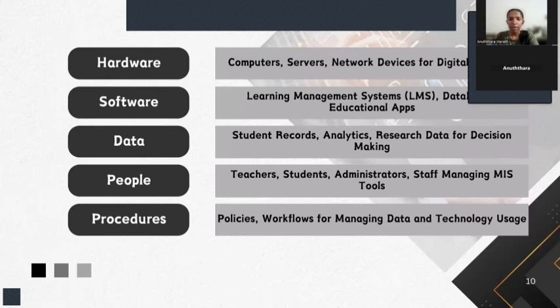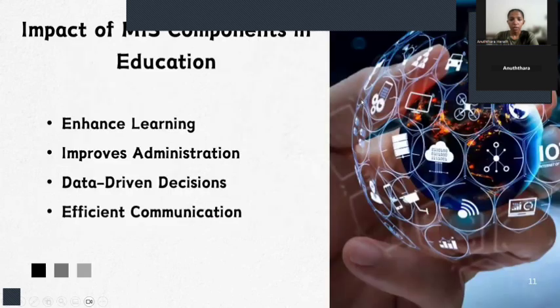Now, if we summarize the impact of the management information systems components in education, they enhance learning, improve administration, and also support data-driven decision making and pave the way to effective and efficient communication. So that's it for the components of MIS in education. So over to you, Prabodh.